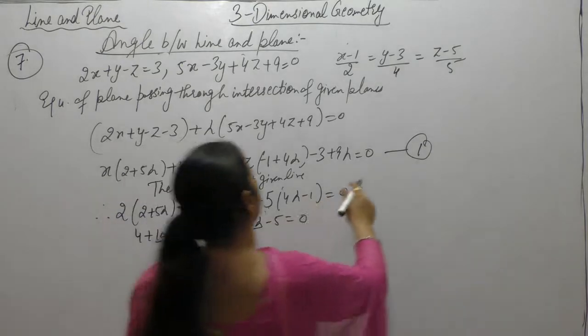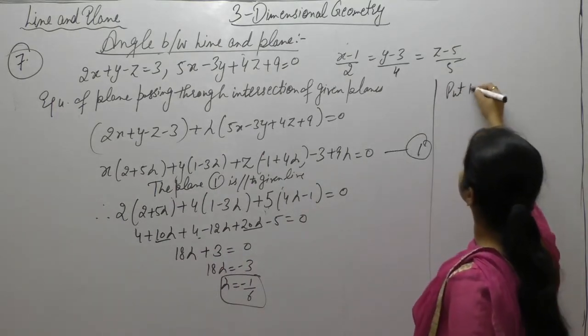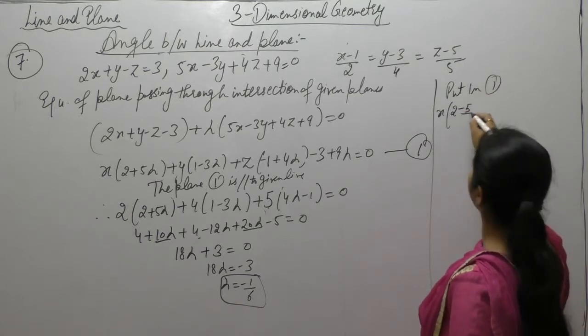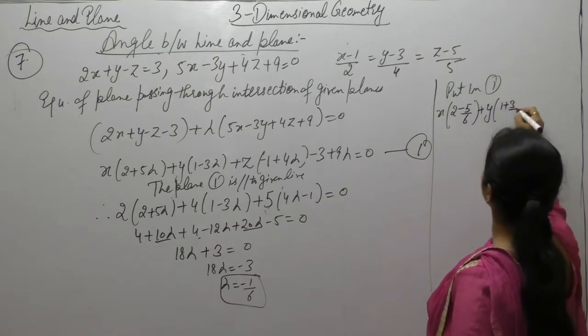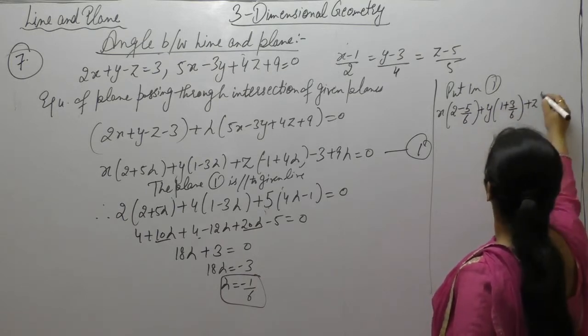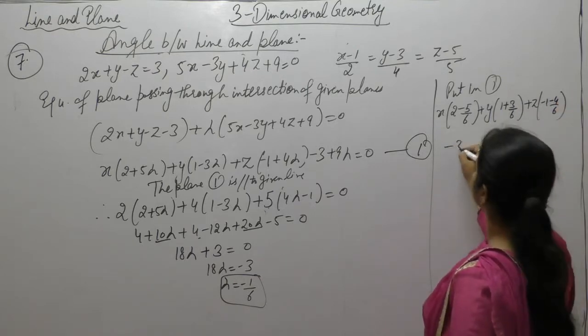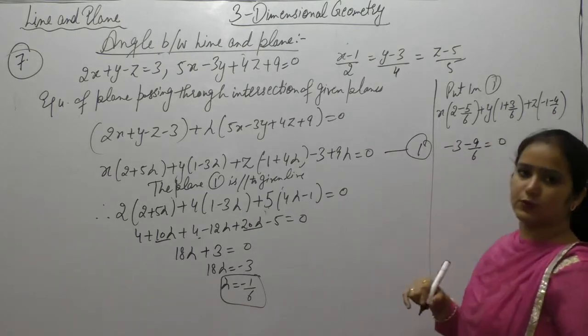Put this value of lambda in equation 1. X into 2 minus 5 by 6. Y into 1 minus minus plus 3 by 6. Z into minus 1 minus 4 by 6. Minus 3 minus 9 by 6 equals 0.